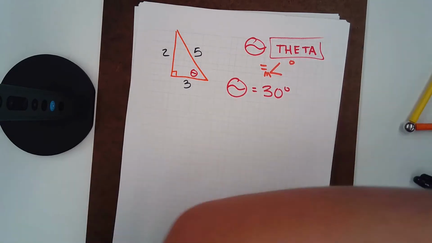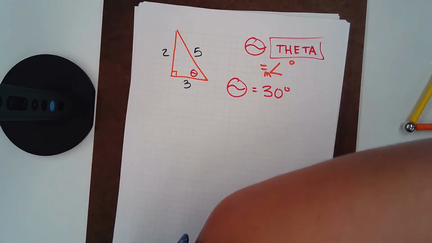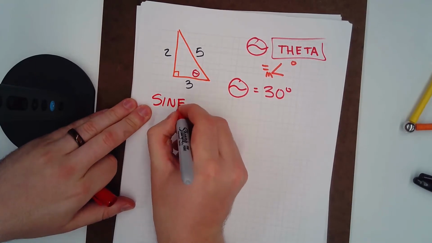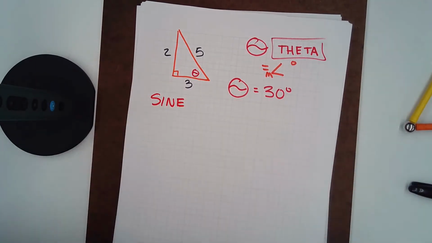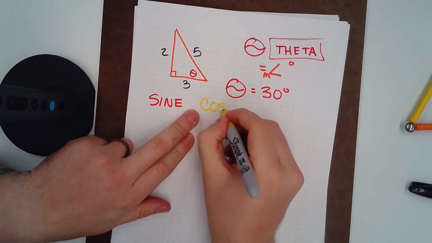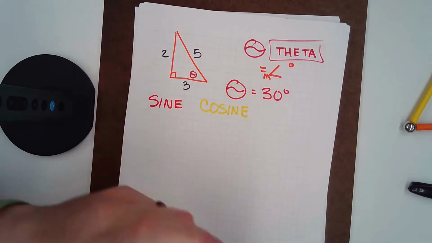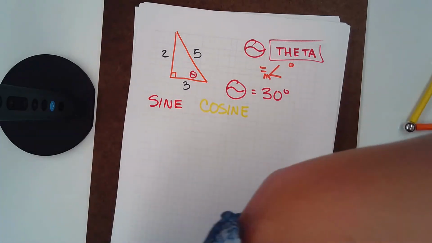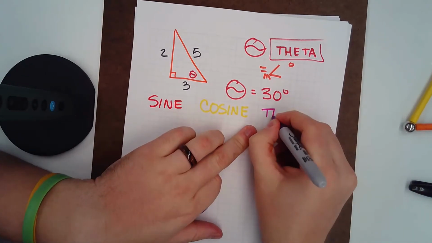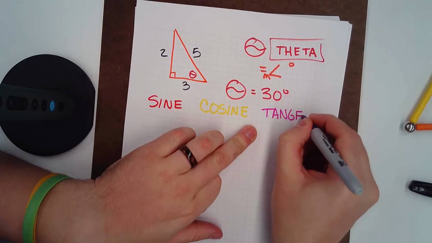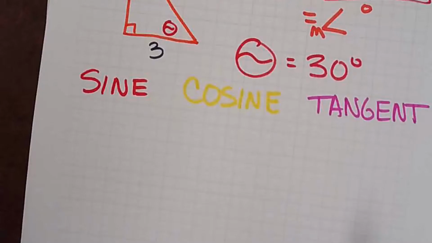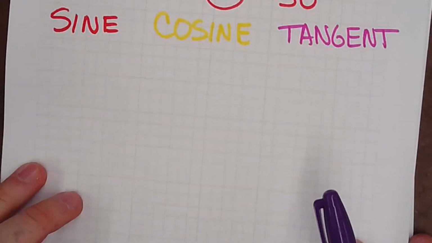So here's how it works. You probably have heard of this. I hope you have. Who's ever heard of sine? Cosine. And tangent. All right. Who's ever heard of these three things? Sine, cosine, and tangent. Sort of.